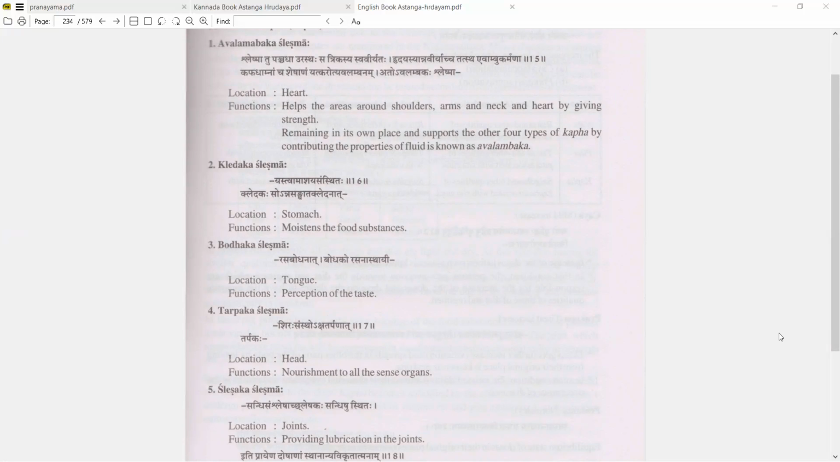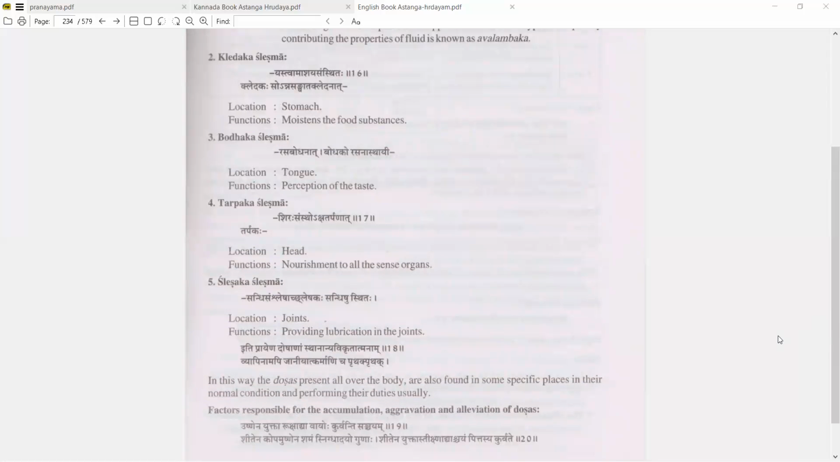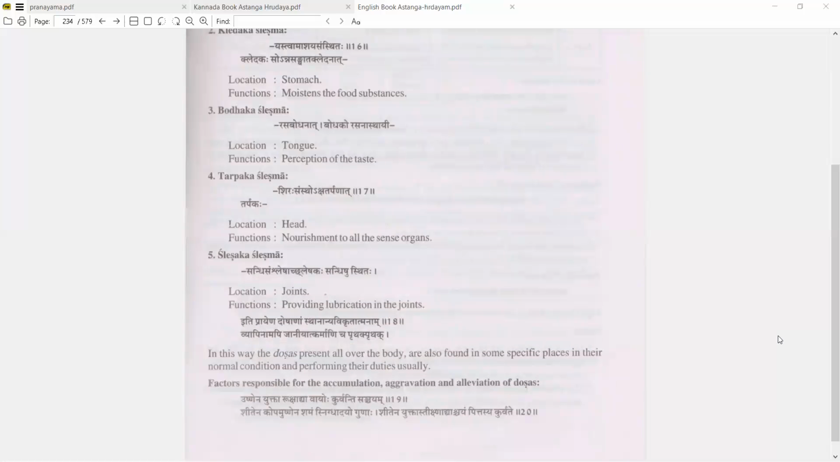Shleshaka Shleshma is located in the joints. It helps in providing lubrication in the joints. In this way, the doshas present all over the body are also found in some specific places in their normal condition, performing their duties usually. Factors responsible for the accumulation, aggravation, and elevation of doshas.